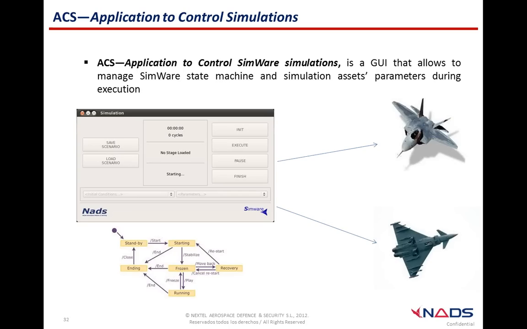Finally, here we have ACS. ACS is the tool that allows you 3 things. First, you can load and save any simulation scenario. This tool doesn't know which are the elements of the simulation. When this tool starts, it asks the scheduler which are the elements in the simulation. Then, with these elements, you can have scenarios. You can have 2 planes and a ship. You can have anything. Also, you can manage the state machine here. You can init, execute, pause, finish, etc.